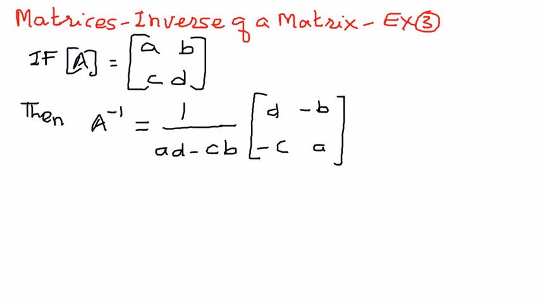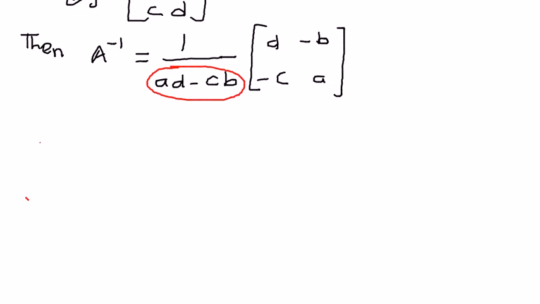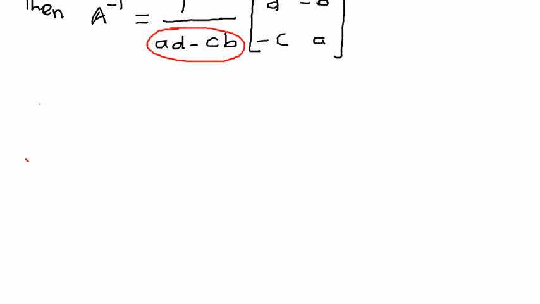So in here, ad minus cb is called the determinant. We'll talk about those in my determinant video presentations. But for now, let us apply this concept to an example problem. We will take the same example as what we have solved in our example 2, and try to see whether we can apply this to find the inverse of that.